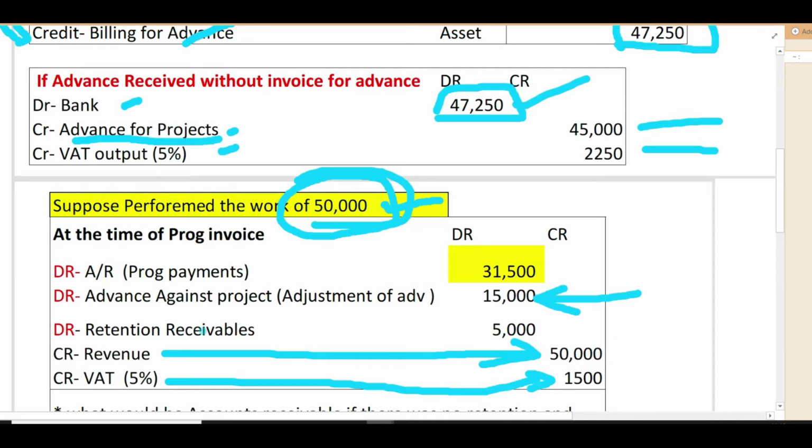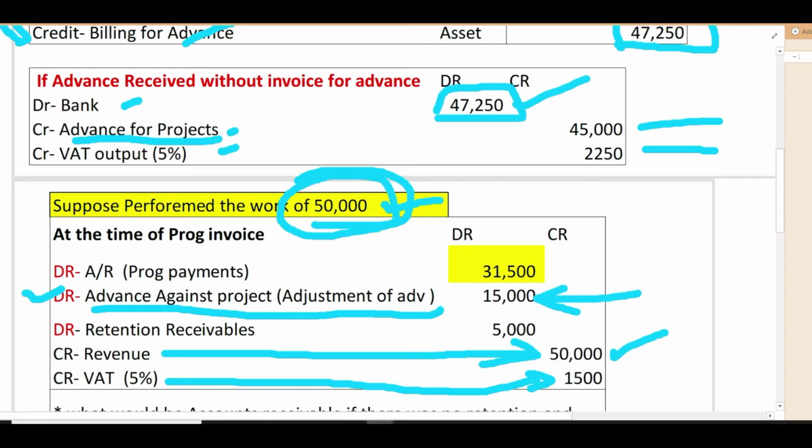So two things you already know: I have credited revenue with 50,000 because we have performed the work of 50,000. The next thing you understood is that we are debiting advance against project because this has the liability balance and we are reducing the liability. Once the liability is decreased, it is being debited. These two things you understood. The third thing is retention receivable. Now we are just distributing our account receivable into two parts: one is receivable against the progressive payment, and the other is receivable against retention, that is 10%.